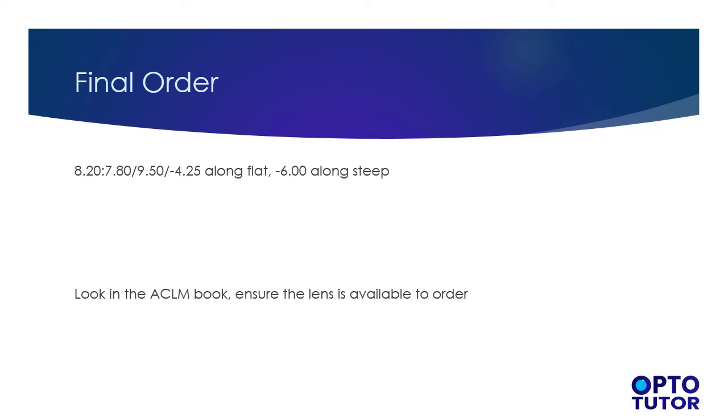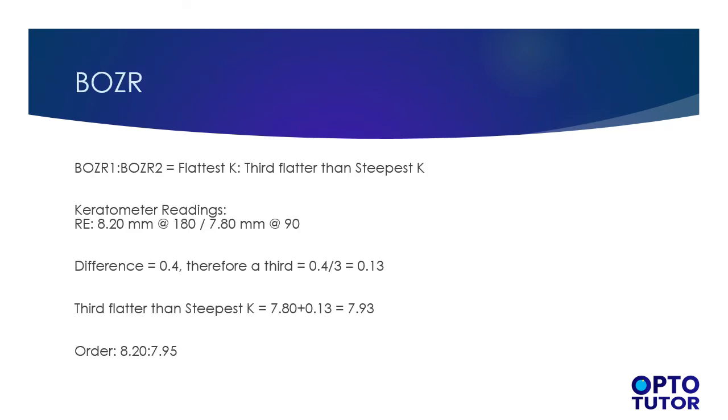Again, just look at the ACLM book and choose the closest lens parameters that would be available, specifically looking at the total diameter. Now, there is a different way that you can actually fit the BOZR. Now, in some cases, you will fit on the two different K readings, which is your flat and your steep. But in some cases, just like when we looked at the tri-curve, we might have to adjust the second BOZR to fit a little bit better. So the first BOZR would be fitted on the flattest K, and the second BOZR might be fitted a third flatter than the steepest K.